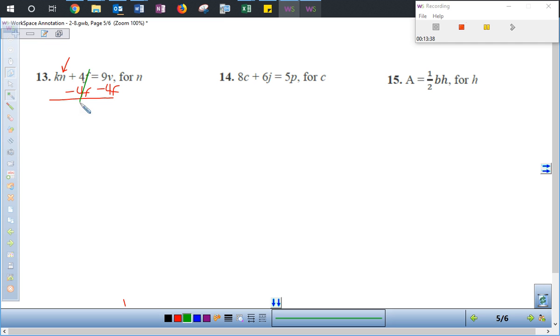Now on the left side, those will cancel out and leave me with k times n. On the right side, again, I don't care which order you put it in. If you want to put it in alphabetical order, if you want to write it so it's easier to write, that's fine with me. I'm going to go 9v minus 4f.